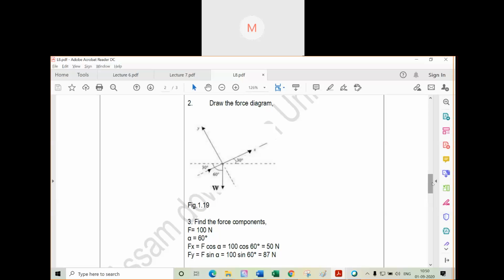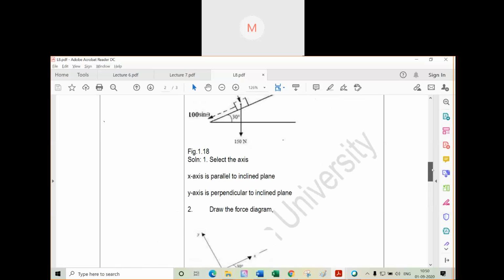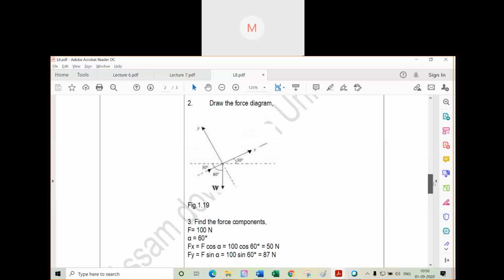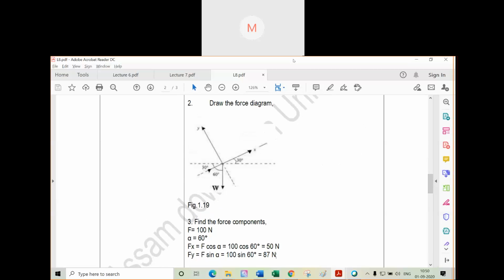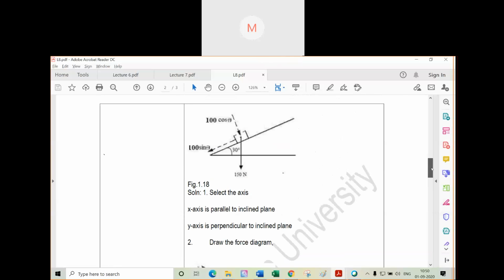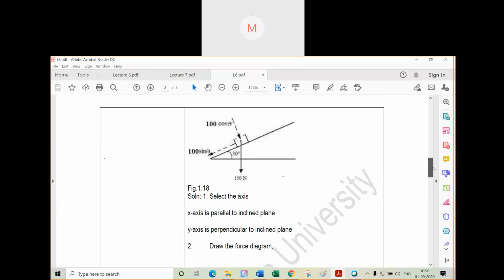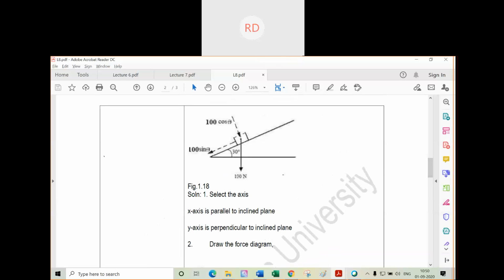Now, if you ask me why sin 60 but why not 30? Do you have that doubt? Do you know the reason why I have taken it as sin 60 but not 30? Any idea? Look, this one was mistakenly typed as 150. This will be 100. Okay, this will be 100.